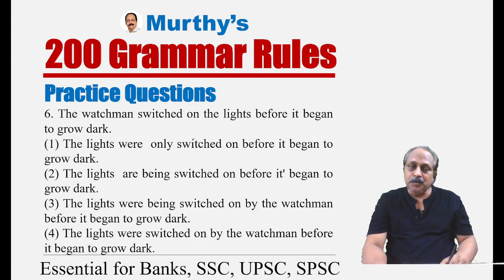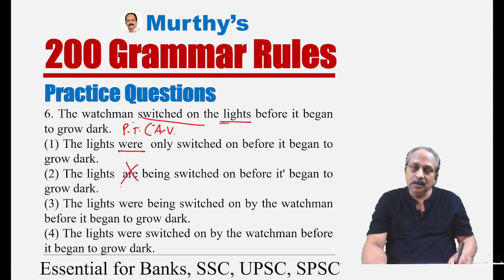The watchman switched on the lights before it began to grow dark. Which tense is this? The watchman switched on the lights. That means past tense. And it is active voice. Now you have to look for was switched on. Primary auxiliary in the past form. And here the lights means were. Based on the subject, plural form. Were, and it is in past.